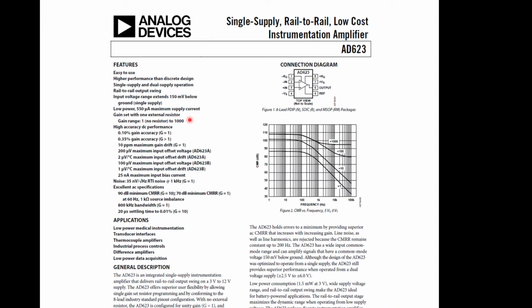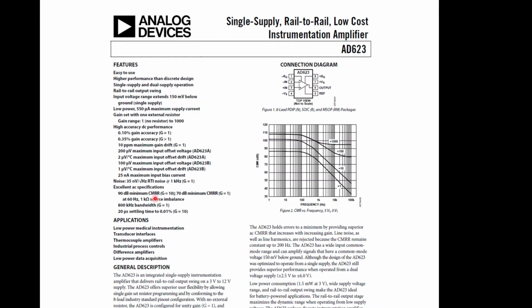Gain set with one external resistor, as you'd expect from an instrumentation amplifier, and it's all very accurate. It gives us some information about offset voltages, 100 microvolts maximum input offset voltage, and also 25 nanoamps maximum input bias currents. These are all features that we are familiar with now from at least last week and probably a couple of years before.